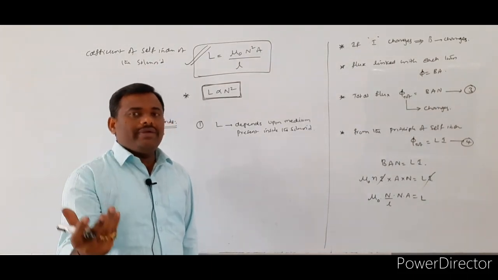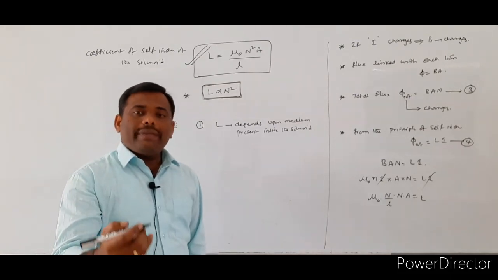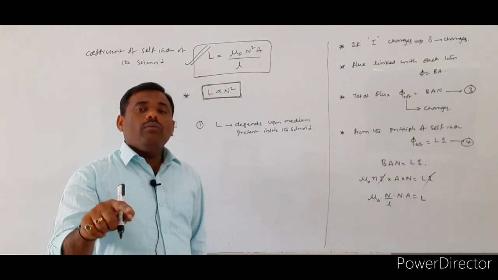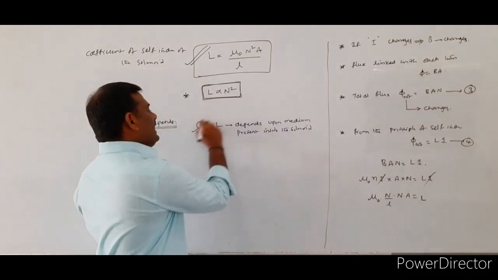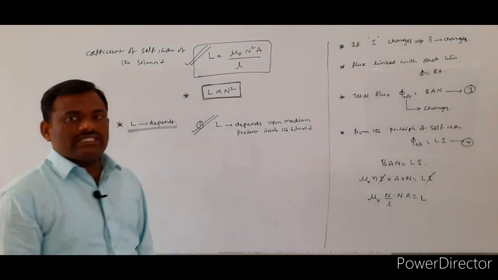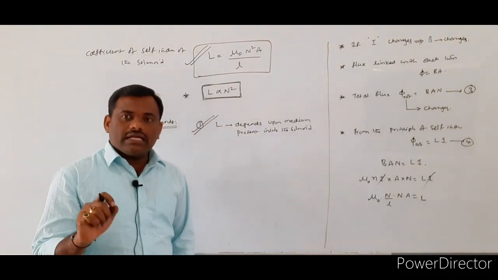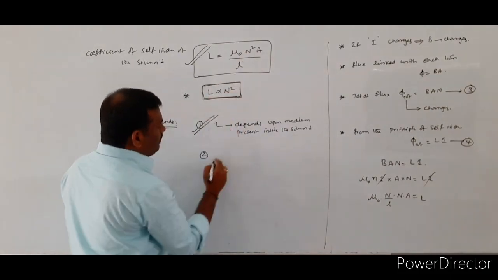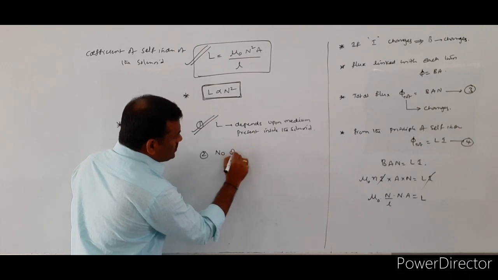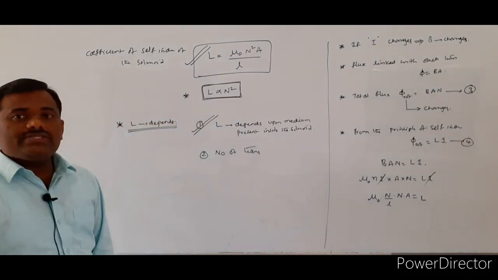If a vacuum is there, fewer lines of force pass. If a magnetic material medium is there, more lines of force will pass. So L depends upon what factors? The first one is the medium present within the given solenoid. The second one is the number of turns present in the solenoid.